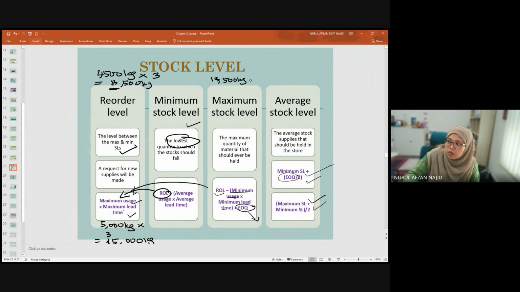Tolak minimum usage. Minimum dia adalah 1,500. Darab minimum lead time 2. Tambah EOQ. Berapa EOQ tadi yang kita cari? 4,000. Dapat jawapan dia kat sini. Berapa? Maksimum 14,500.